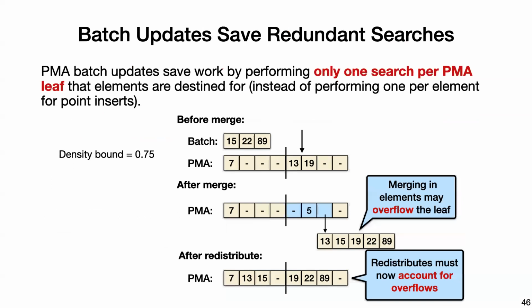Yeah. And just like in the tree case, like I said, batch updates can save you work because you only have to do 1 search per PMA leaf that elements are destined for. All the elements in that particular part of the batch that were going to the leaf, you only have to do 1 search for them. Whereas if you're going to add them all in serial or even concurrently, each one of them would have to do the same search. And this is just, again, the same idea, like you have a batch merge.